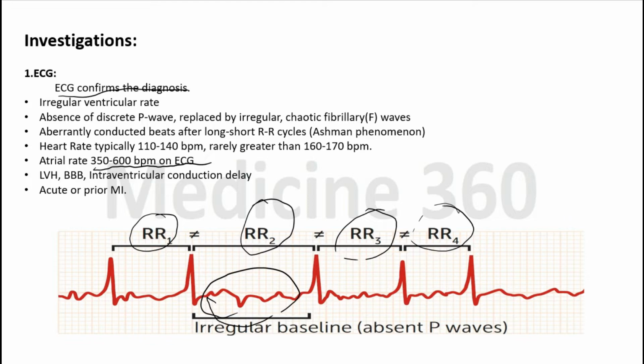Other findings can also be present, as we know that atrial fibrillation can be present in other diseases like congestive heart failure. There can also be left ventricular hypertrophy on ECG, bundle branch block findings, and intraventricular conduction delays. There can also be findings of acute or prior MI.